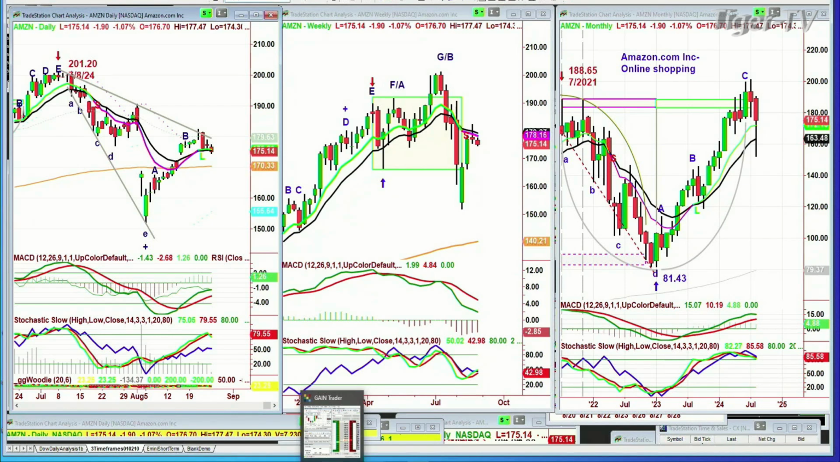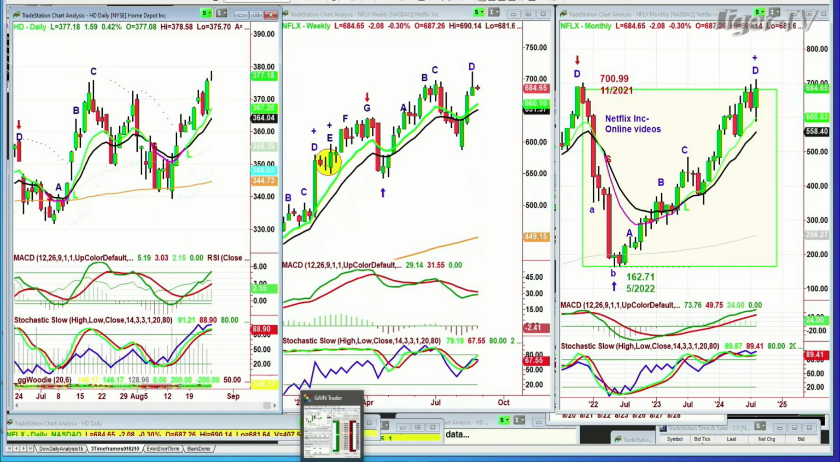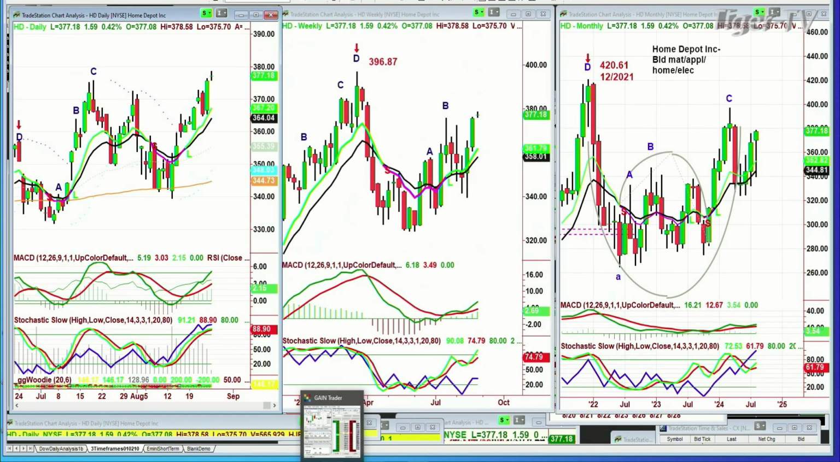Look at Netflix. Netflix was doing very nicely. Made an all-time high, and that's acting very well. Weekly chart strong, what it is. I'm calling it a leg D. So you can just go through these, but then you go to Home Depot. Wow, look at that. Very nice counter trend rally.